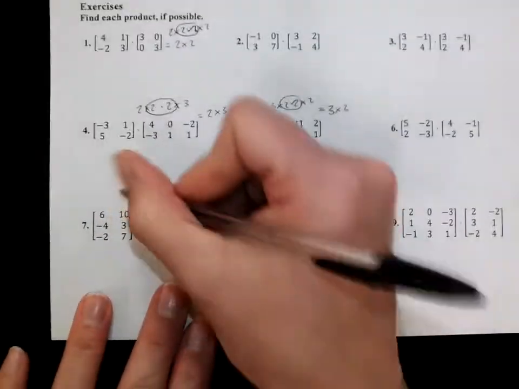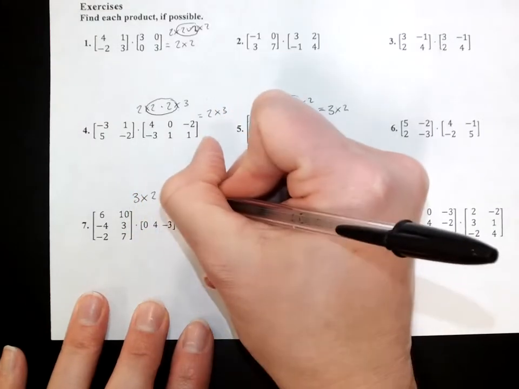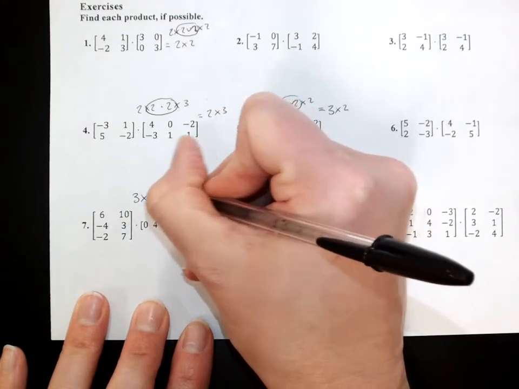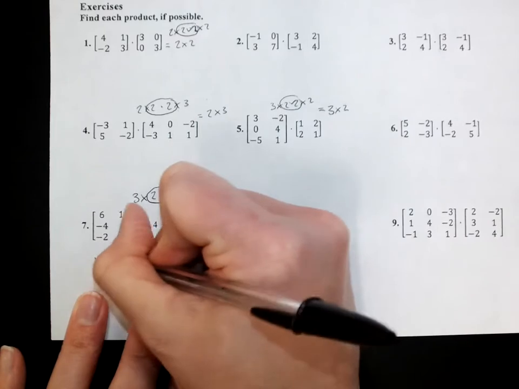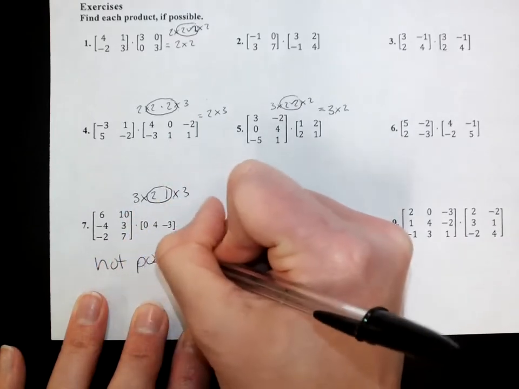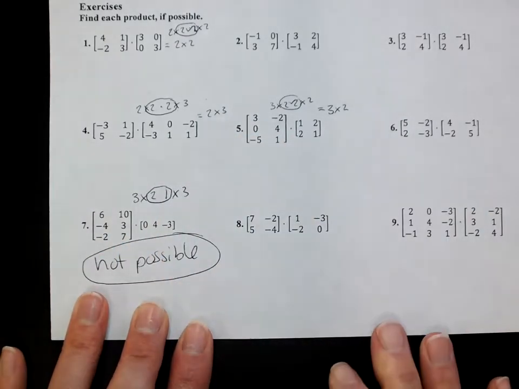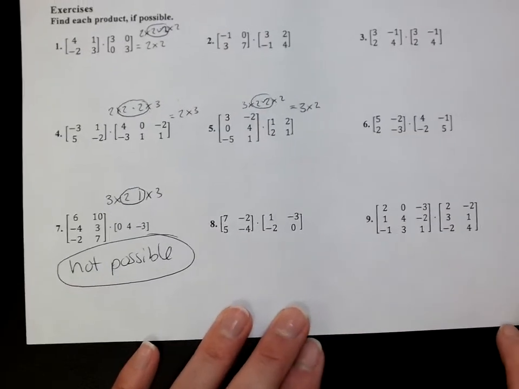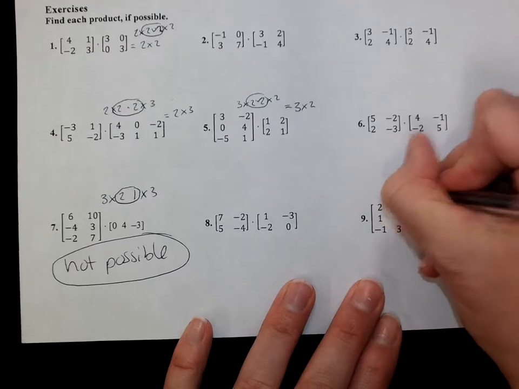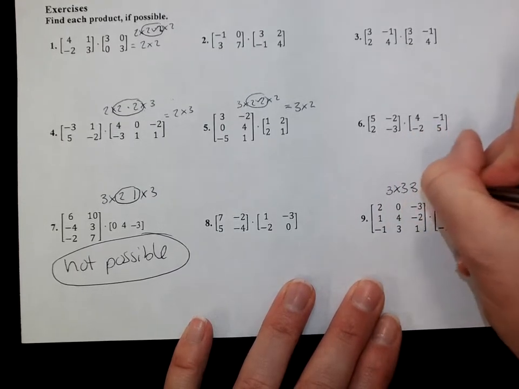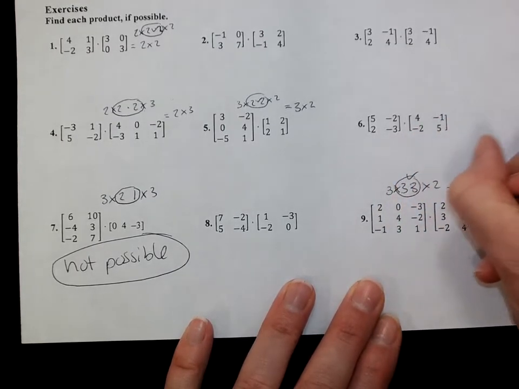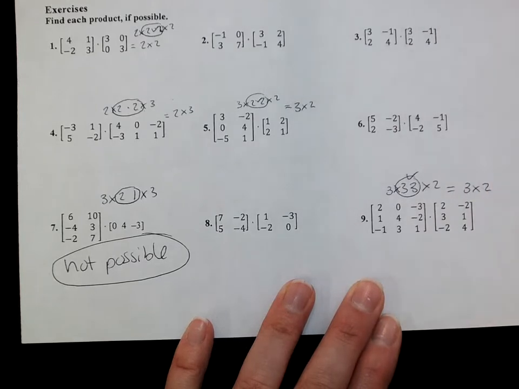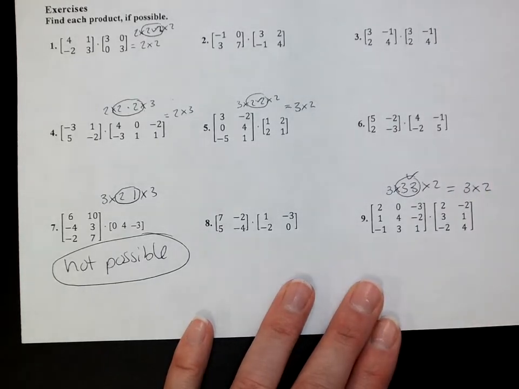This one is a 3 by 2 and a 1 by 3. Again, those numbers do not match. This one is not possible. Same thing here. Here's another 2 by 2 and 2 by 2, so we know that one's good to go. 3 by 3 and a 3 by 2. Those match. My answer is going to be a 3 by 2. Okay, so we're good to go there.